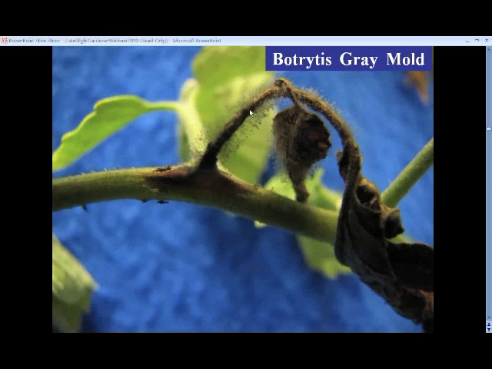And commonly, as I mentioned before, coming in off of dead tissue. So you can see a dead leaf. There's the gray mold, much wider growth, sticking much further off of the plant tissue than you would ever see with late blight.